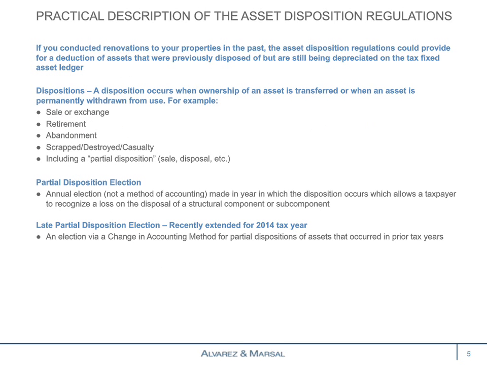Then there's also the late partial disposition election, which some of you may recall, there was a push last year that this was an opportunity you had to take advantage of for your 2013 year end. Recently, that's been extended to 2014. It is an election made under the rev proc that provides you the ability to make a change in accounting method, something that would otherwise not be a change in accounting method, to take the benefit of a late partial disposition. So basically, you're looking back in time at assets on your fixed asset ledger that have essentially been disposed of and replaced, whether via renovation or by some other action that you've taken.